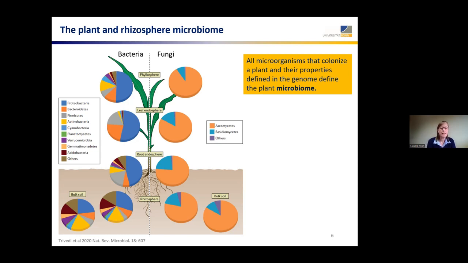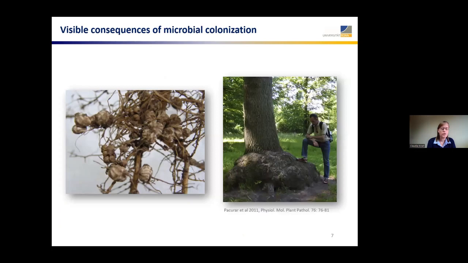And what does this microbiome do to the plant? That's actually the interesting question. Sometimes we can see what the consequences of microbial colonization are. But if you remember the leaf I showed you at the very beginning, there was no evidence by naked eye that there are microbes. Visible consequences can be seen here on the left hand, for example. We may have roots that form these little nodules, or on the right hand side, you see a tree trunk, which has a substantially thickened base.